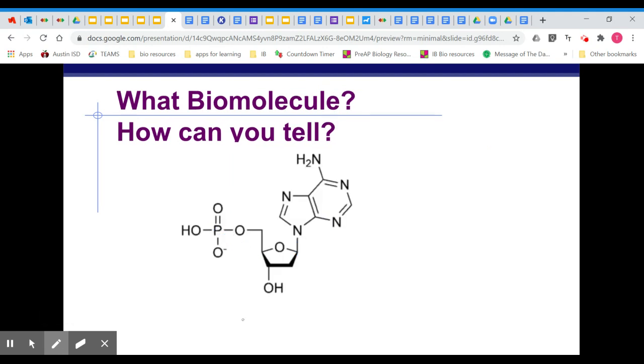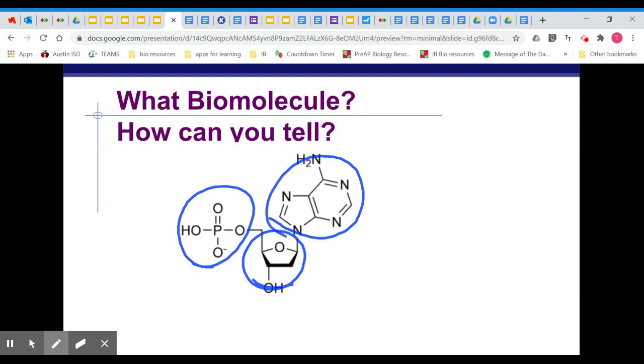Okay, what about this guy? Here I see a 5 carbon sugar, I see a phosphate, and I see these nitrogen ring structures. So that looks a lot like my nucleotide. So that would be a nucleic acid.